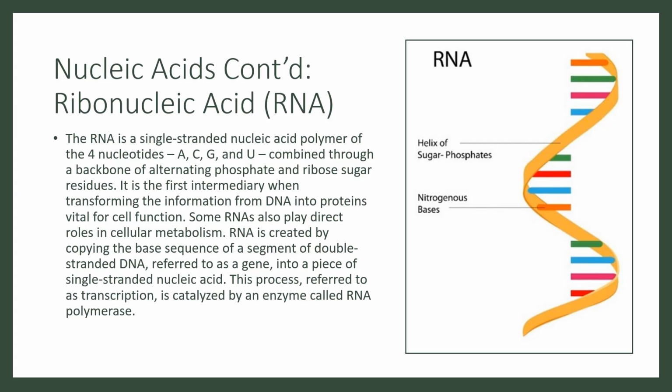RNA is a single-stranded nucleic acid polymer of the 4 nucleotides A, C, G, and U, combined through a backbone of alternating phosphate and ribose sugar residues. It is the first intermediary when transforming the information from DNA into proteins vital for cell function. Some RNAs also play direct roles in cellular metabolism.